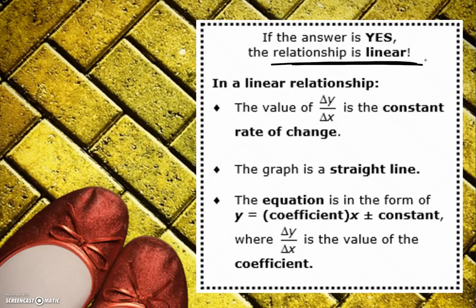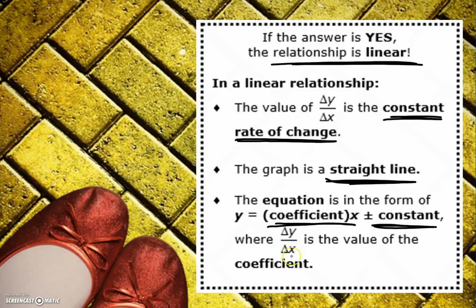In a linear relationship, the value of change in y over change in x is the constant rate of change. And that should be a word you've heard before because you learned it in 7th grade. The graph is a straight line, which is what we talked about yesterday. And the equation is in the form of the coefficient x plus or minus a constant, where the change in y over the change in x is the value of the coefficient.